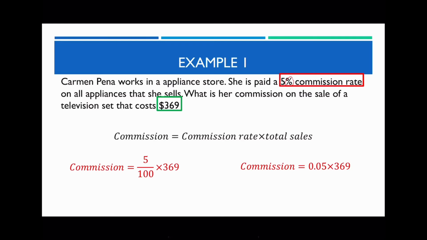I've just showed you two different ways, but I prefer if you did it using this particular method over here. So 5 over 100 times 369, put this into a calculator, you should get an answer of $18.45. Make sure you round your answers to 2 decimal places always if the question didn't state otherwise.